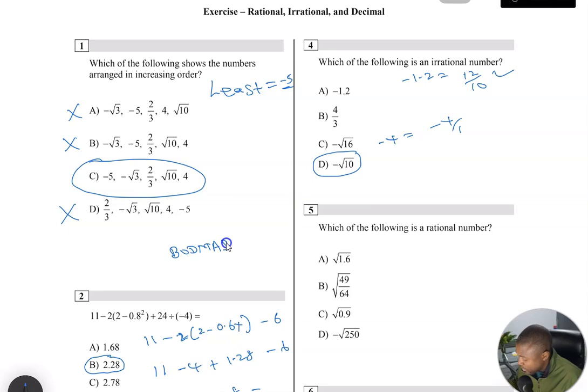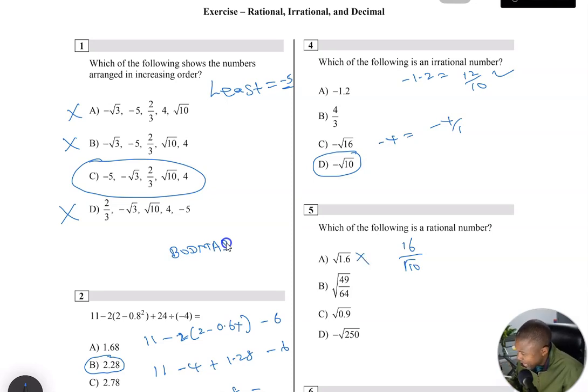So look at option A. Option A says square root of 1.6. That means it's going to be like 16 over square root of 10. And that is so irrational because square root of 10 is going to be 3.333 just like that, right? And that's not the way to go. That cannot be rational. So that's irrational. So this guy is not part of it.